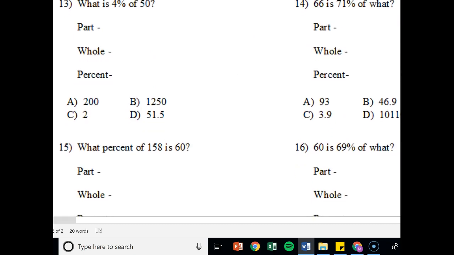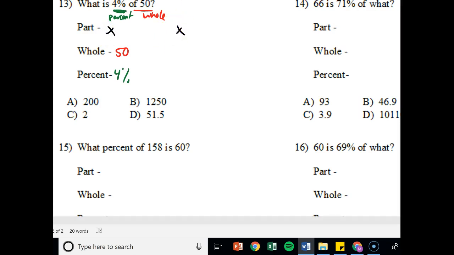And the last one I'll do with you is number 13. I'll leave you 15 and the rest. It says, what is 4%? So there is the word is there, but because the percent sign is attached to it, that definitely makes it a percent. So percent, that's 4%. Then we got of 50, that's obviously a whole, so that's 50. So the part is what we're trying to solve for.